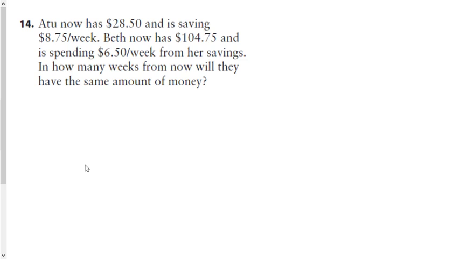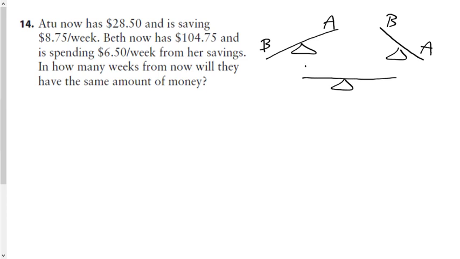So if you think about before we start calculating this, Beth has more money than Atu. But as Beth starts to spend her money and Atu starts to save his money, eventually Atu is going to have more money than Beth as he saves per week. But we're looking for at what point will Beth and Atu's money be the same?